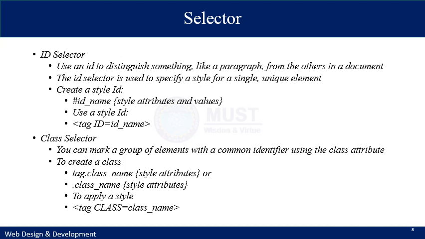So you can create a style by ID selector, and you can use the hash symbol, and then you can specify the name of that ID for a particular tag, and then similarly you can specify the style attribute and values. So this style will be applied to any element that has the ID of the name specified here.